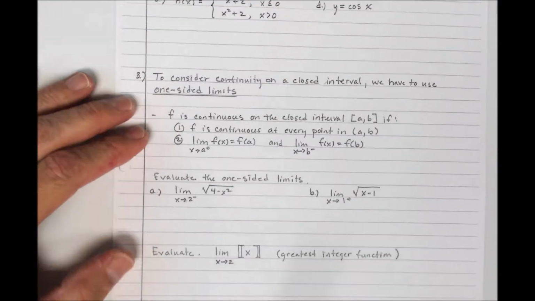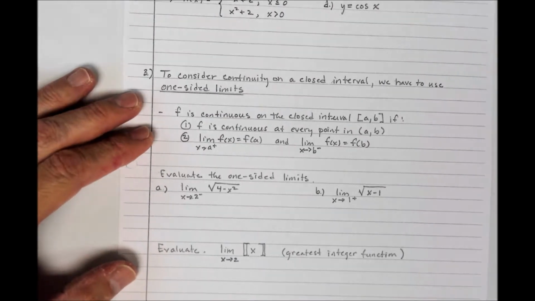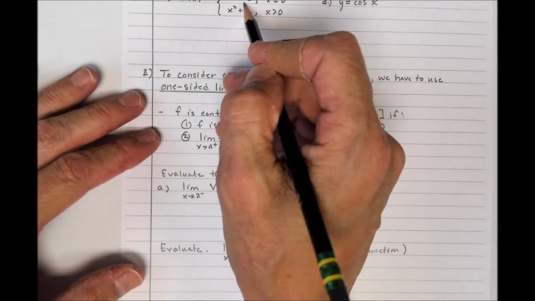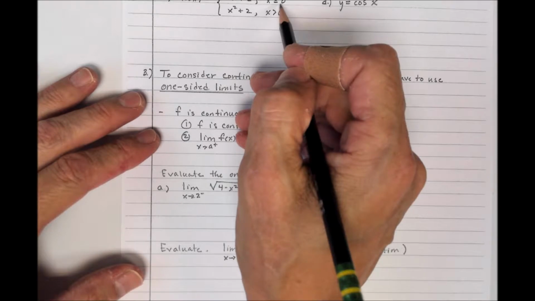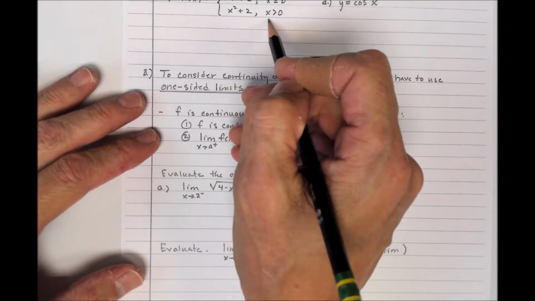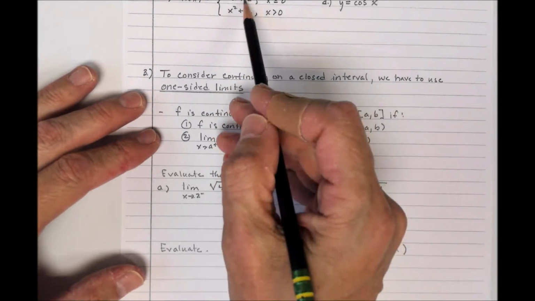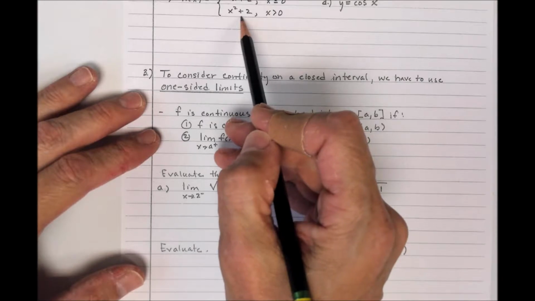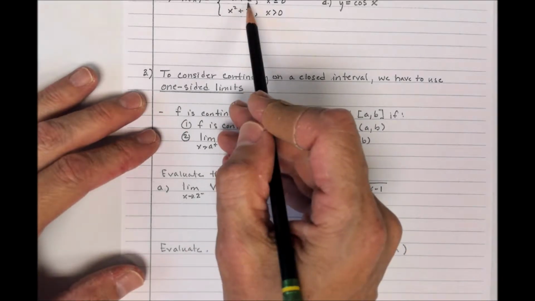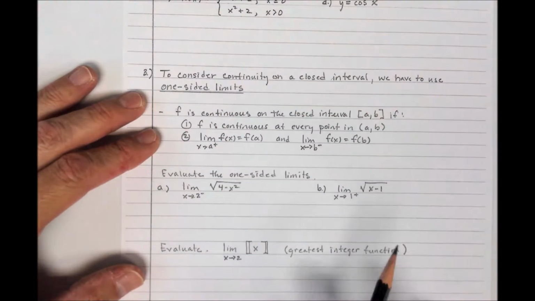All right. h of x is equal to, now this is a multi-rule function, it's equal to x plus 2 for x less than or equal to 0. It's equal to x squared plus 2 for x greater than 0. Now both of these are polynomials. And polynomials, y equals x plus 2, y equals x squared plus 2, those are continuous functions.